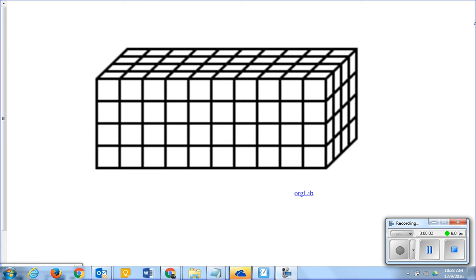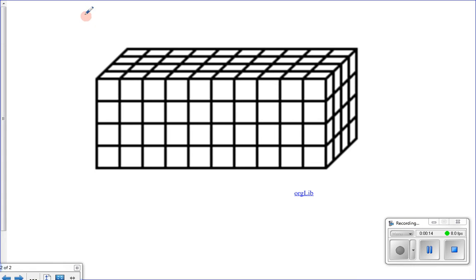Hello, mathematicians. So let's talk about volume. Volume is not measured in two-dimensional shapes. It's going to be measured in cubic units. Now, as I'm sure you remember, Miss Moore has taught you that volume is going to be equal to length times width times height.